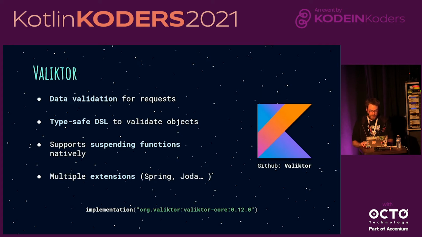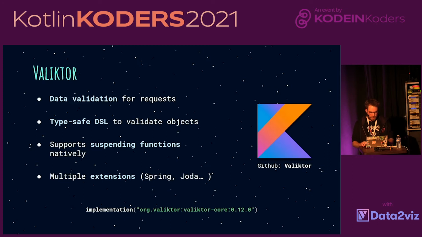Now I want to validate the data I receive from the client. So for example, I receive a post query. Okay, I want to validate that the body is well formed. So Validator is a third-party library for data validation. It's a type-safe DSL in order to validate some objects. It can also support suspending functions, because some validation can be asynchronous. It has multiple extensions, Spring, Joda, and so on.